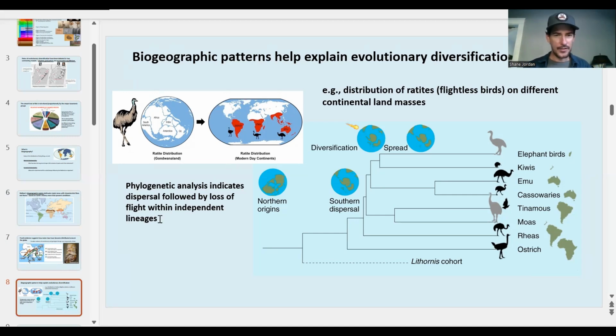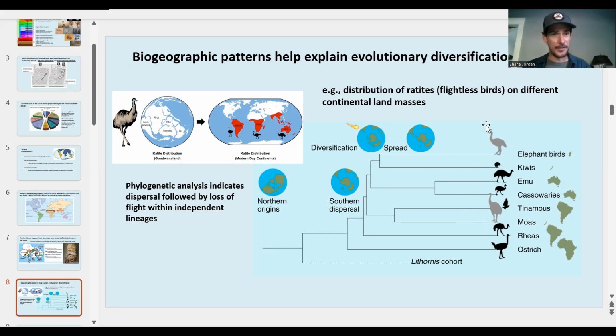And so we can look at this phylogeny that shows how there was this dispersal pattern followed by diversification amongst independent lineages, each of which lost the ability to fly. Probably at some point, we think the ancestor of all these birds occurred in the northern hemisphere, but then they started to disperse into the southern hemisphere and began to diversify. This is probably happening sometime after that great mass extinction event at the KT boundary. And then these things started to spread around.